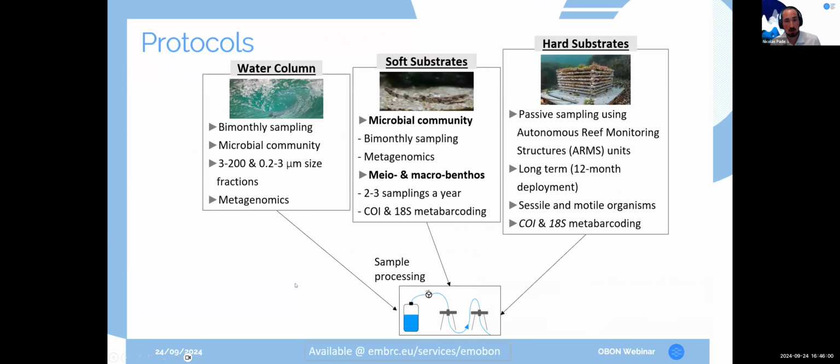Okay, so just a quick look at what we're actually doing with the protocols. The water column is the only protocol that is obligatory in EMOBON, so all of our observatories are carrying out this one. It is microbial focused. It is a size fraction sampling, and we're doing full metagenomics on the water column samples.